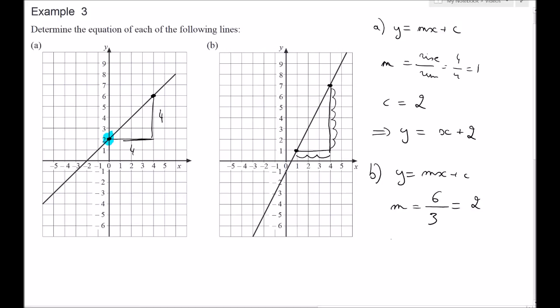My gradient is 2. C, however, is not positive. It's going to be negative. My c is here. C is going to be minus 1. So that means that my equation is going to look like y is equal to 2x minus 1. My c in this case is negative, which is perfectly okay.